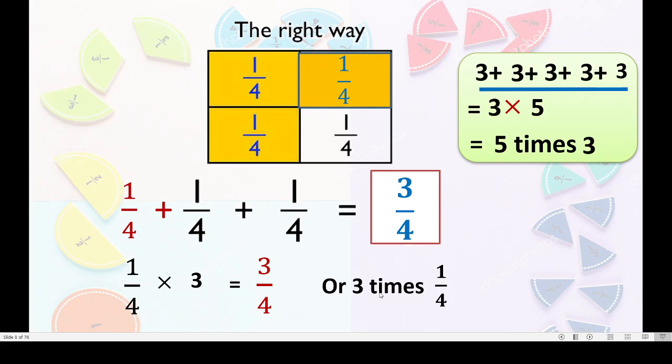Like the same thing we used here, 3 times 1 by 4. How have I written here? 5 times 3 added here. Correct? Okay. We will learn something more about this.